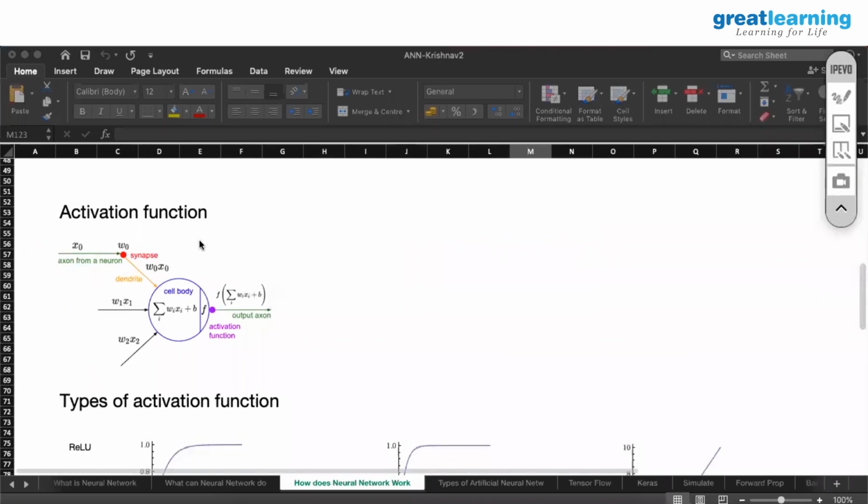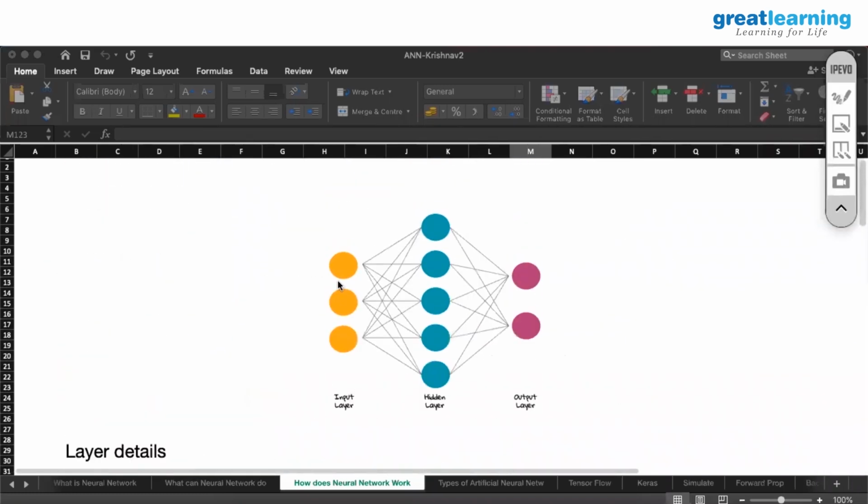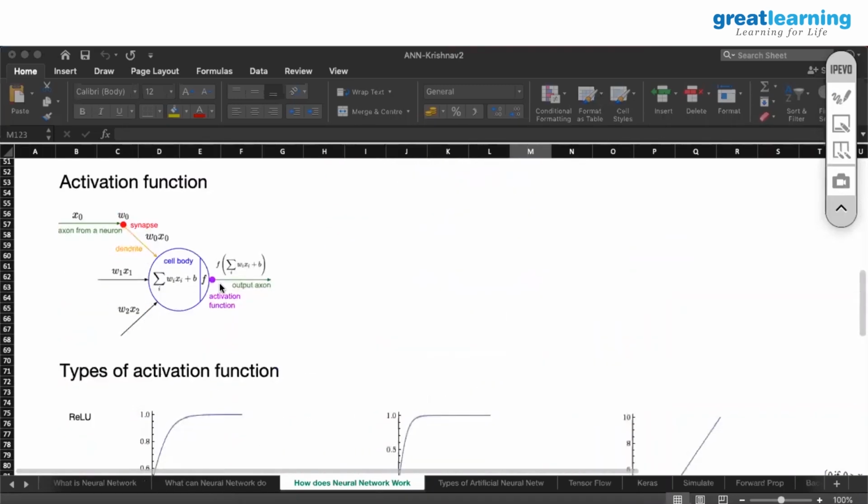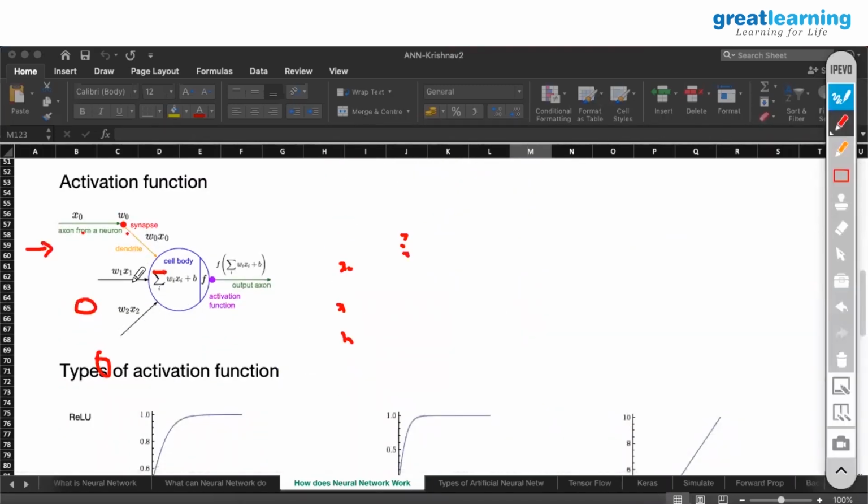If you want to see an example, just have a look here. Say we are talking about this particular neuron. How many inputs are coming? 1, 2, and 3. So this is my X0, X1, X2. You can imagine it that way. Now, inside this cell, inside this neuron, what do we have? We have an activation function. We call this the activation function here, F.